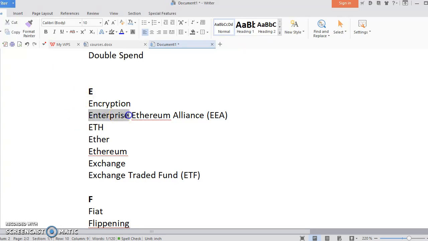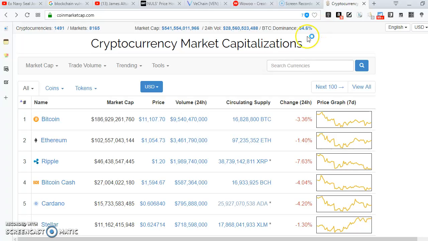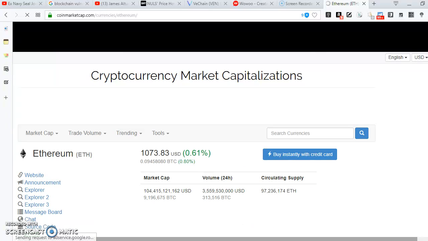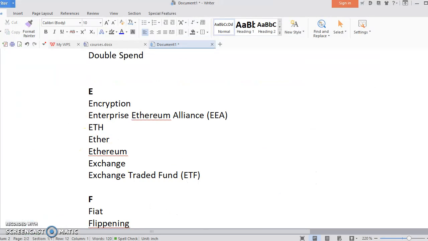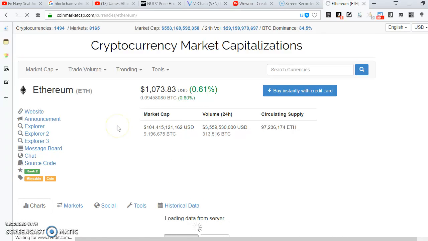Then the other one has to do with the Enterprise Ethereum Alliance. This is basically a group of developers, startups, or organizations that come together to develop business applications or software for the betterment of society or for businesses. And then ETH is the symbol of Ethereum. So you can see here the symbol of Ethereum, that is ETH. And then you talk about Ether. Ether is the digital currency that enables transactions to occur in the Ethereum ecosystem.